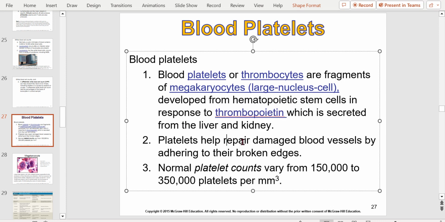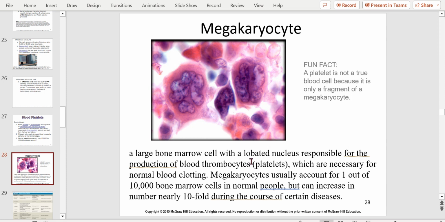These platelets, if there's a cut or any type of damaged tissue, help to repair it. Normal platelet count is anywhere from 150 to 350,000 platelets per cubic millimeter.